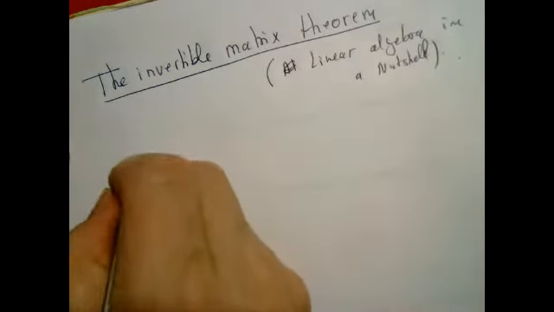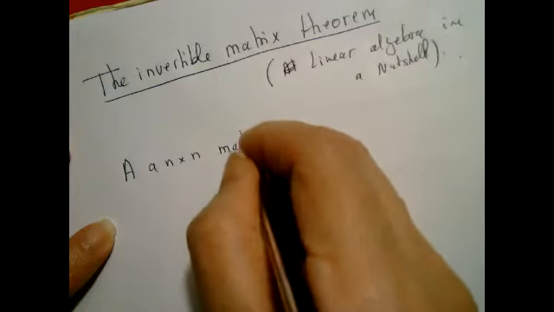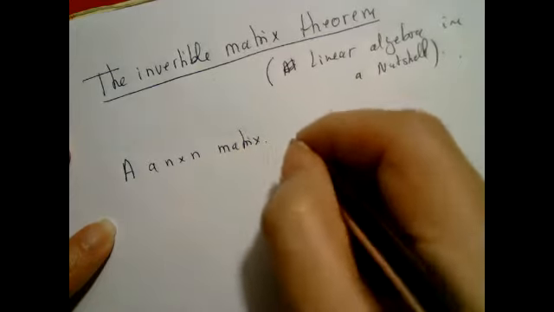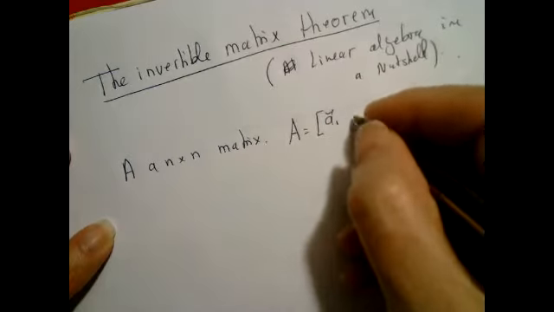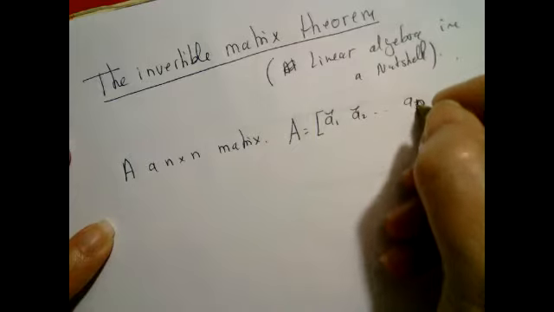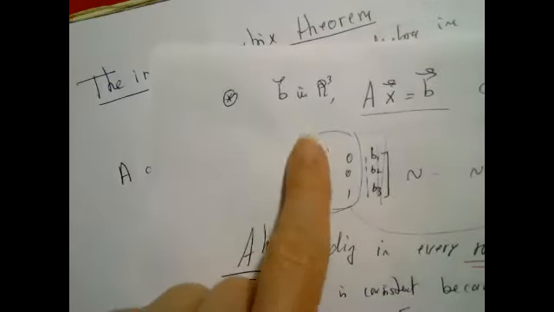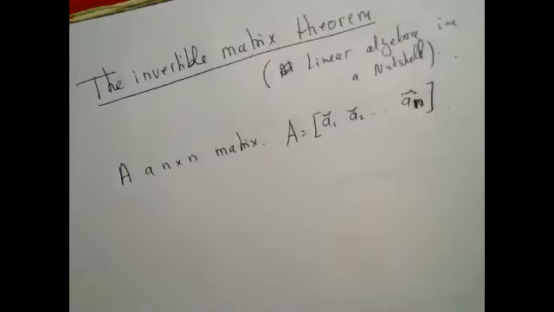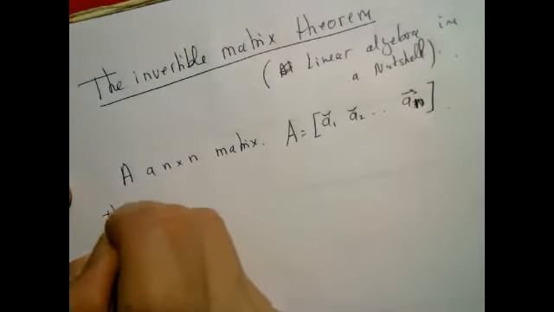Suppose A is an n by n matrix. And A has columns A1, and so on up to An. I'm going to emphasize the columns and the system. Those are the columns of A. Like in the previous one I gave you, it was A with 3 columns, A1, A2, and A3. Then the following are equivalent.